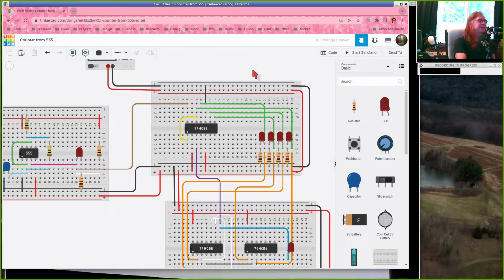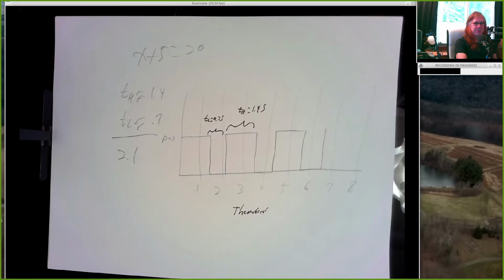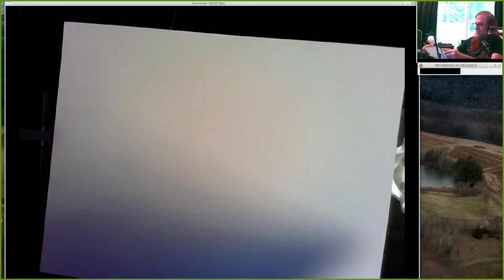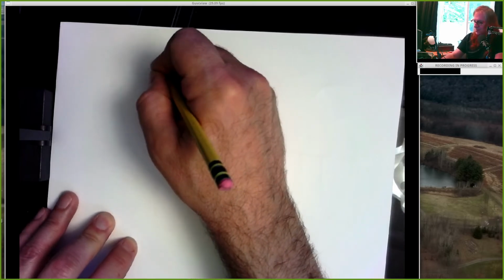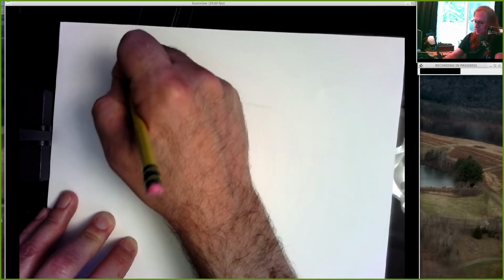All right, so that's testing the reset circuit. And what does the reset circuitry look like? Basically, if I want data 0, 1, 2, 3.